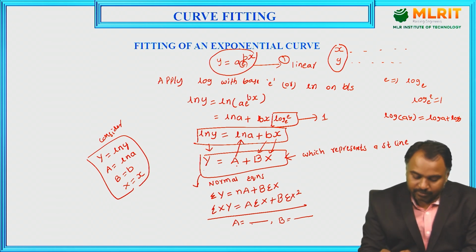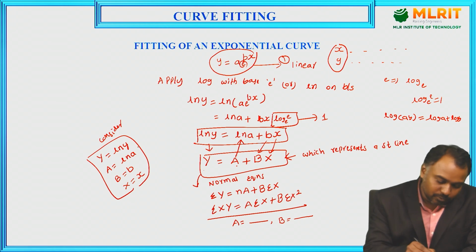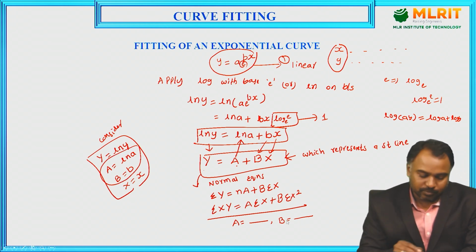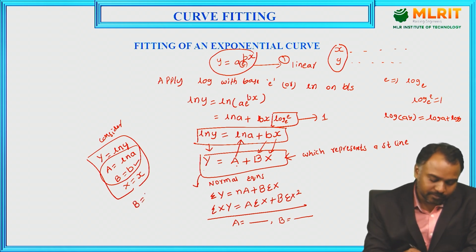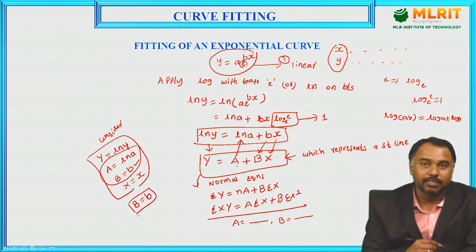So we need to find small a and small b by using these particular transformations. Small b and capital B are the same, so there is no change in b. Capital B and small b are the same, no need to change anything.